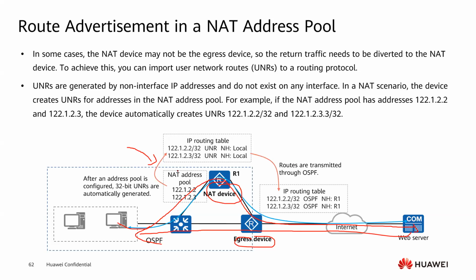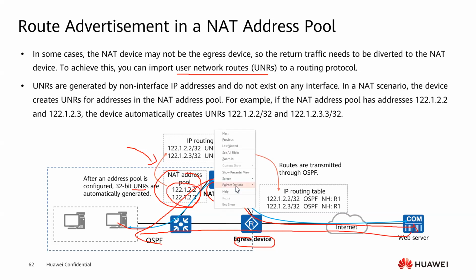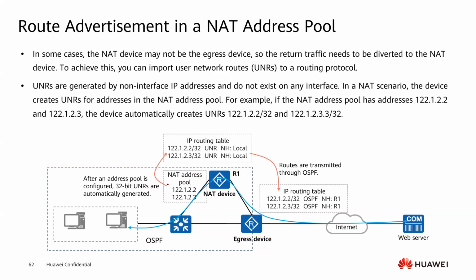So if you create a NAT pool, you can check your devices. It will automatically create a route called UNR, user network routes. User network routes are basically host routes related to the NAT pool. So with these host routes, the egress will know that if I want to send the packet back, I should send it to R1. Okay, this is some basic idea for the NAT.